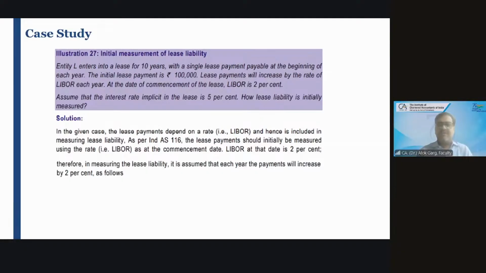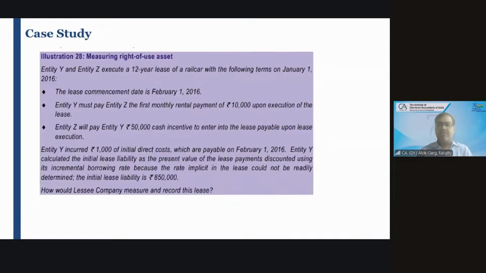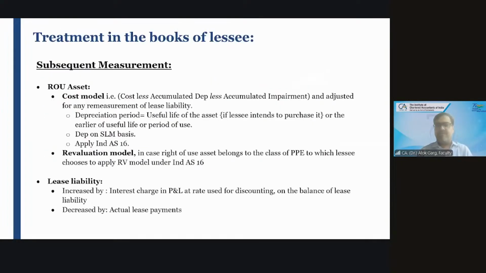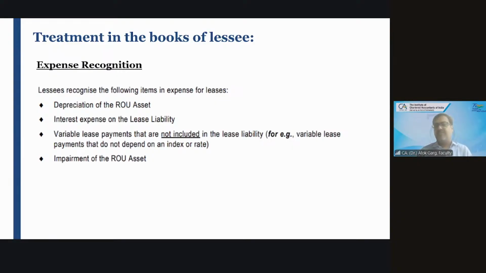These questions we have done, illustration 27, 28. These questions we have already covered. Then we also discussed the subsequent measurement of ROU asset, cost model, revaluation model. All these notes are there on the Excel file, right? The relevant notes. Lease liability, you have to add the interest cost. You have to make the lease payment. All these things you have to do. Okay.